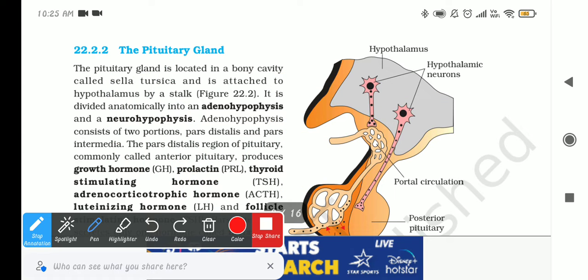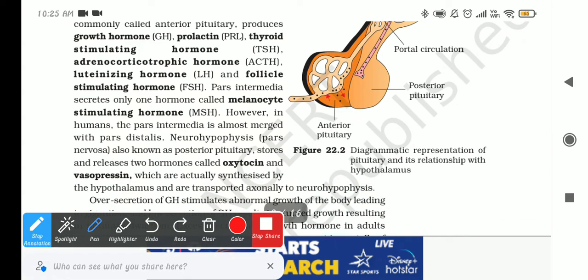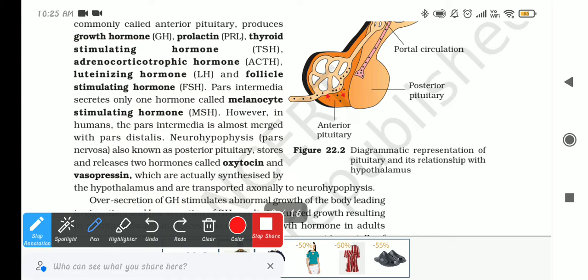And there is only one hormone secreted by pars intermedia, which is MSH, melanocyte stimulating hormone. In humans, pars intermedia is almost completely merged into pars distalis.